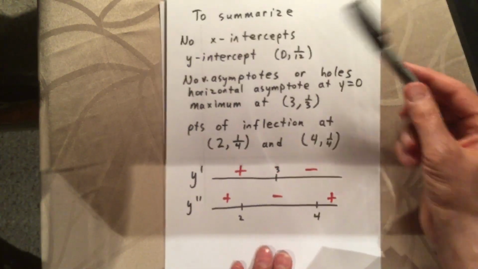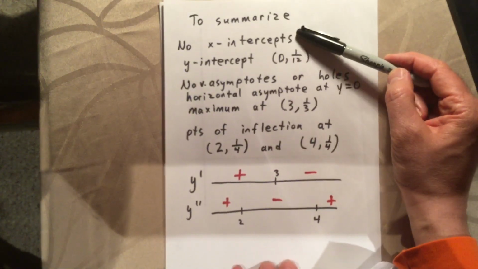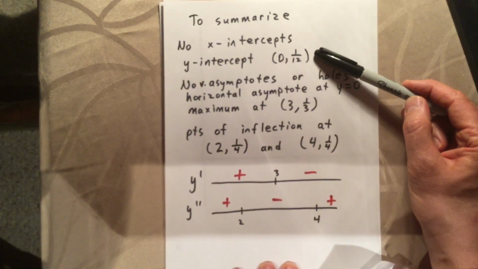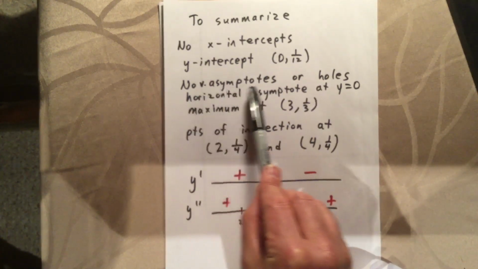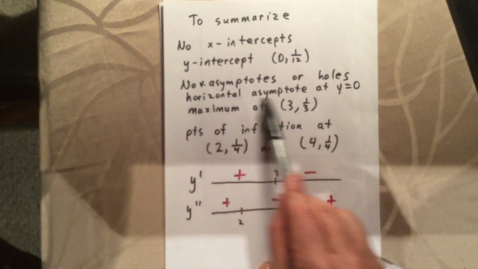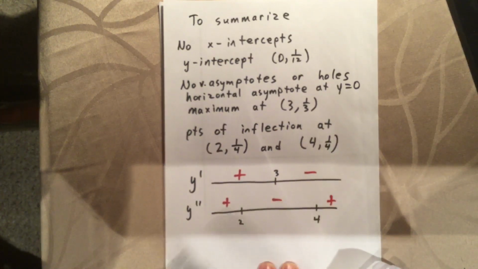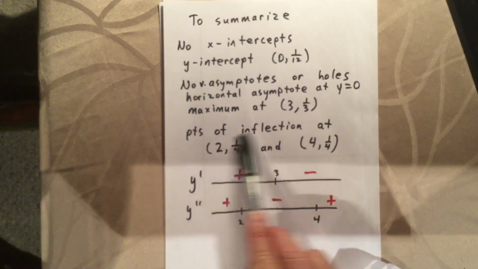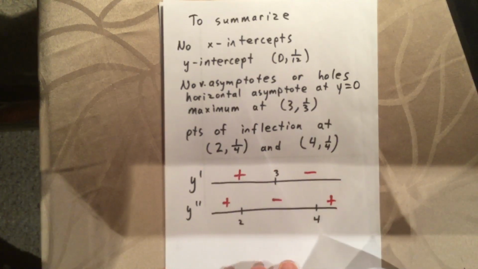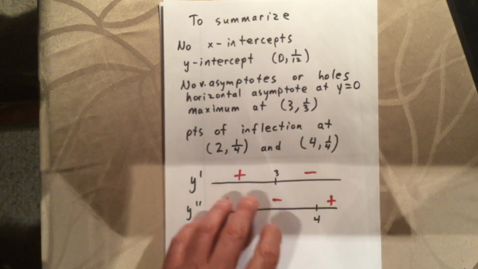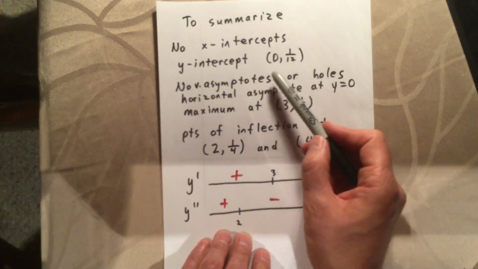So to summarize, we have no x-intercepts. We have a y-intercept here. We have no vertical asymptotes. Please note that it says vertical asymptotes or holes. But we do have a horizontal asymptote at y equals 0. We have a maximum point here, and we have points of inflection at these 2 points. And this is our interval testing table. So what we're going to do is plot these 4 points on a graph.